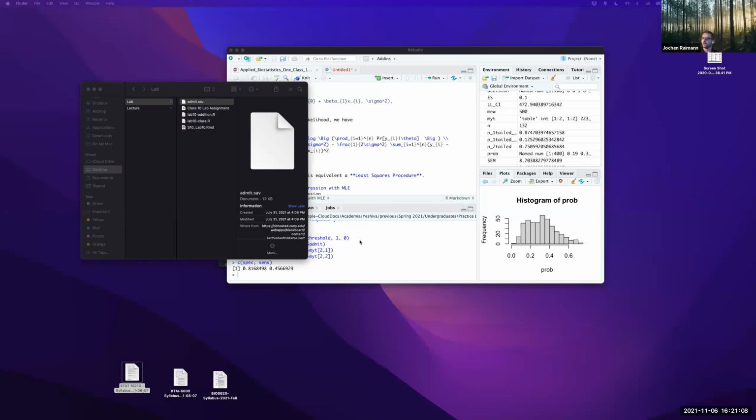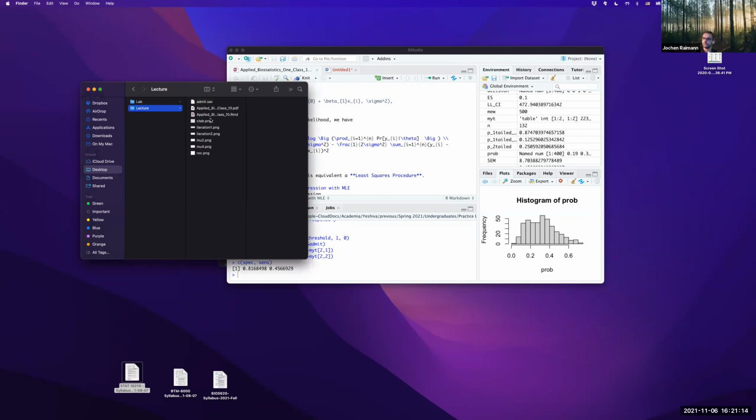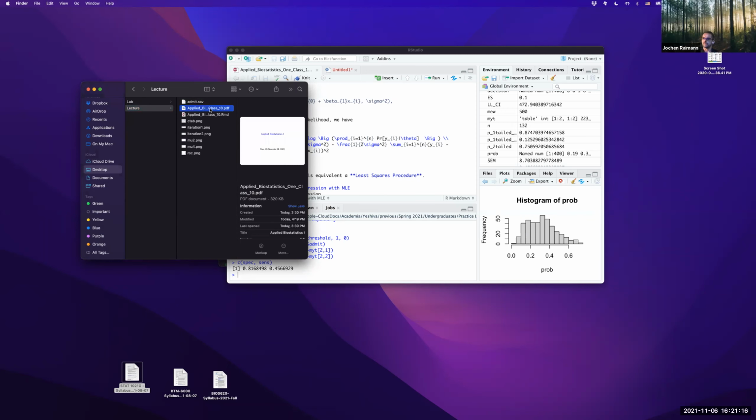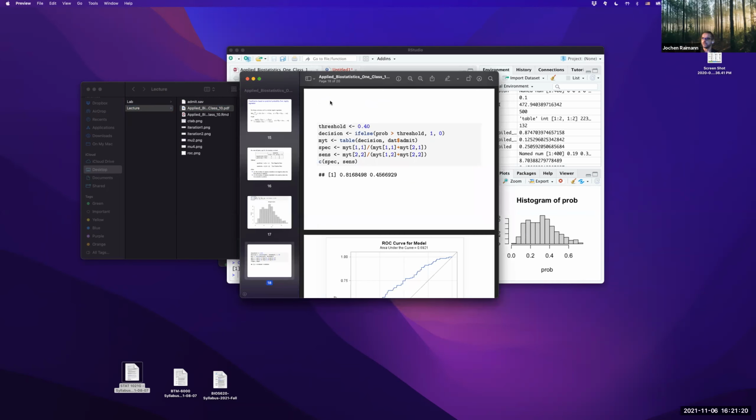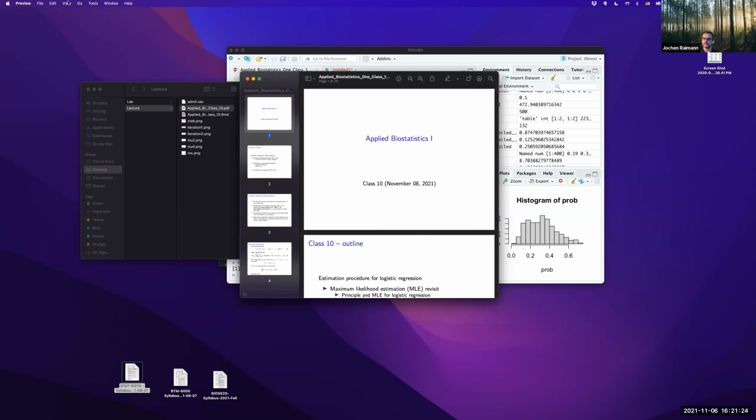Welcome back. So we are embarking on lecture 10, and we are speaking today about a super interesting topic: maximum likelihood estimation in an applied setting.